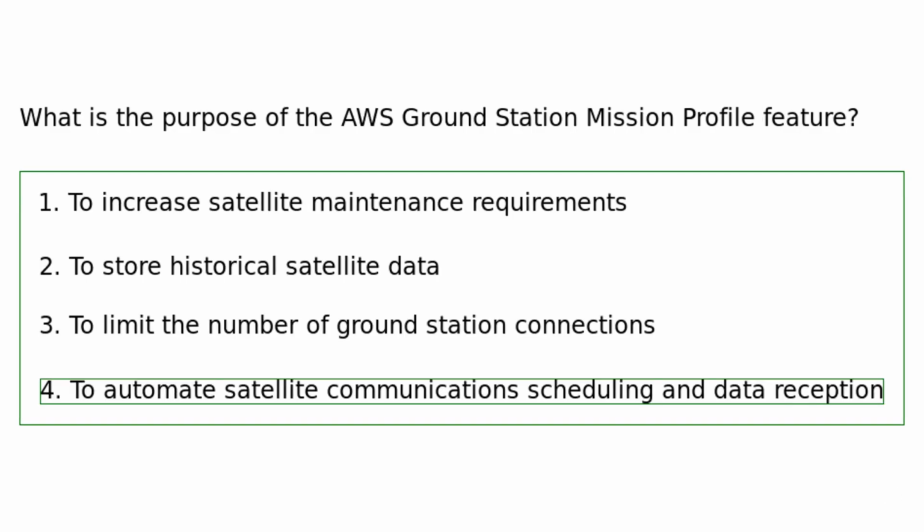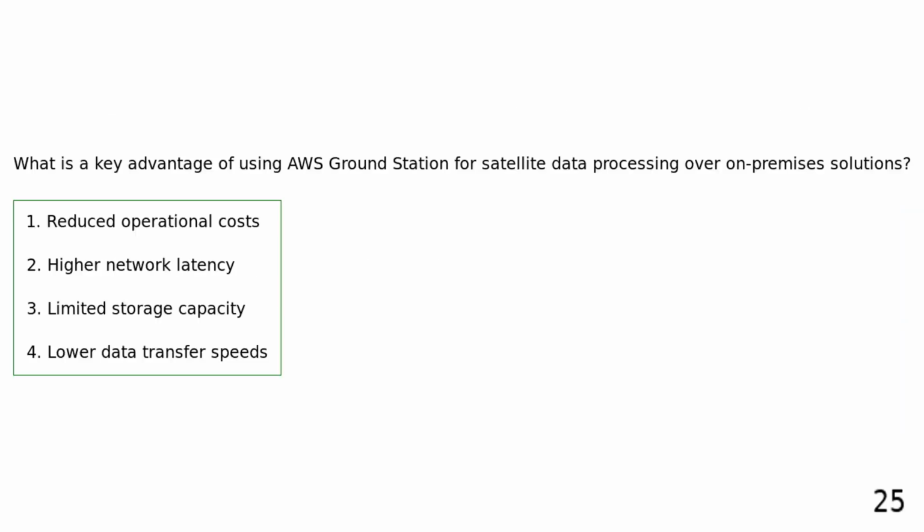The AWS Ground Station Mission Profile feature automates satellite communications scheduling and data reception, allowing customers to streamline operations and increase efficiency. What is a key advantage of using AWS Ground Station for satellite data processing over on-premises solutions?